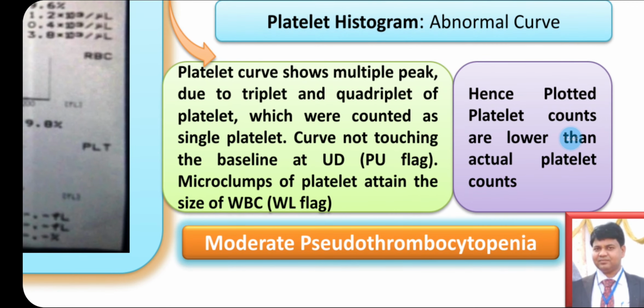So by knowing the histogram findings, we can say that this is a case of moderate type of pseudo thrombocytopenia.